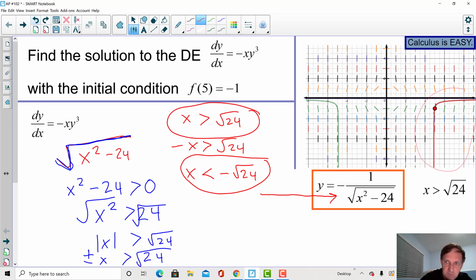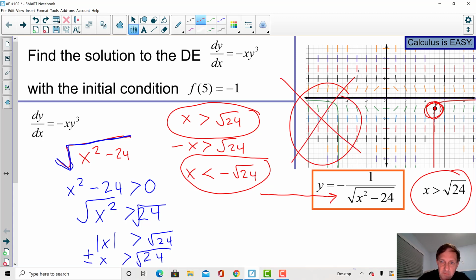Remember, this is a particular solution. We're not allowed to have both. So this is a very tricky example. You'll see that our point is over on the right side. So we want the one that says x is strictly greater than the square root of 24. We do not want this one over here on the left. I'm going to cross it off.